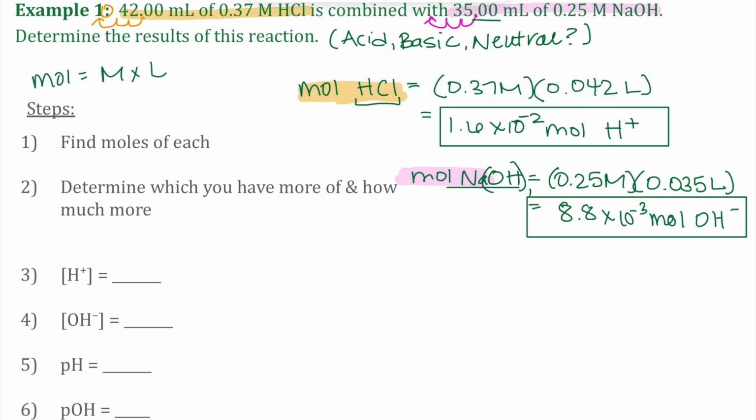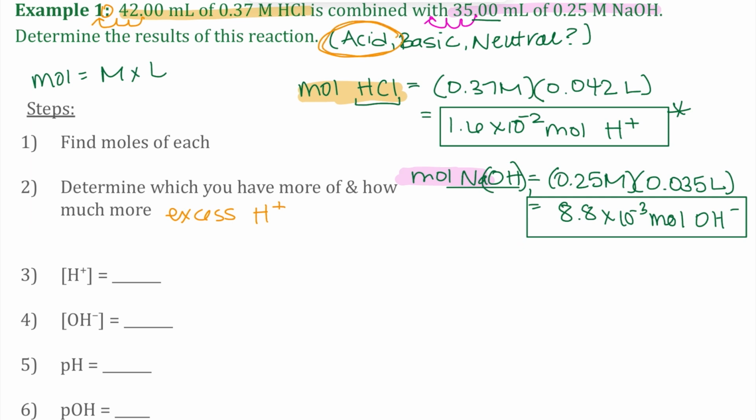So 10 to the negative 2, 10 to the negative 3, we are looking at which one do we have more of and how much. And so negative 2, that is a larger number. And so we have excess of the H plus ions from that acid. So this is going to be an acidic resulting solution.